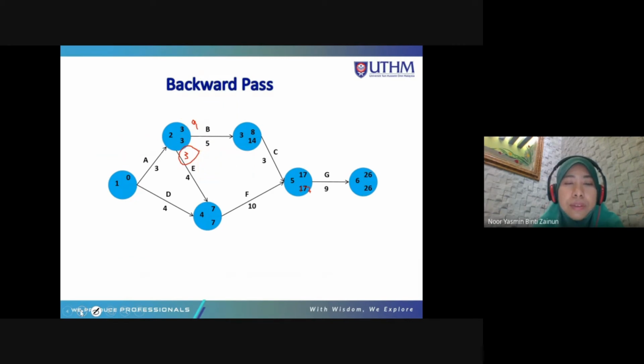After that, 3 minus 3 is 0 here. However, you have 2 arrows coming out from here. So 3 minus 3 is 0, and another one is 7 minus 4 is 3. So the smallest value is 0. Completed. And then how do you calculate the total float?